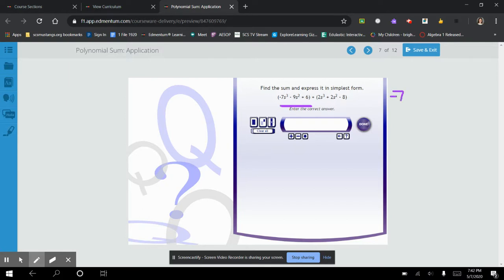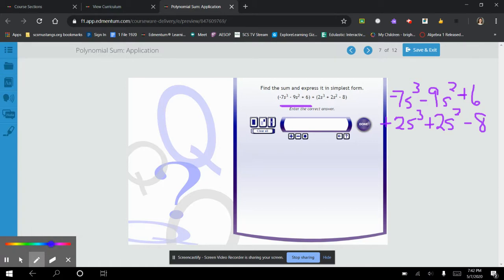So I've got negative 7s to the third minus 9s squared plus 6 plus 2s cubed plus 2s squared minus 8. Now notice whenever I set this up, I'm making sure that I've got my s to the thirds over s to the third, and then my s squareds matched up with my s squareds, and constants matched up with constants. And so now I'm going to be adding those things together.